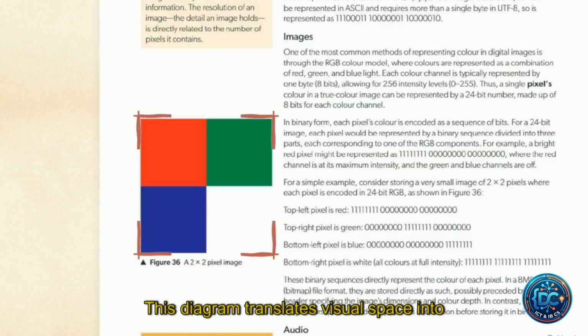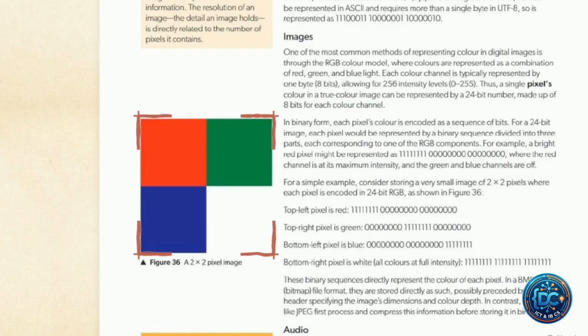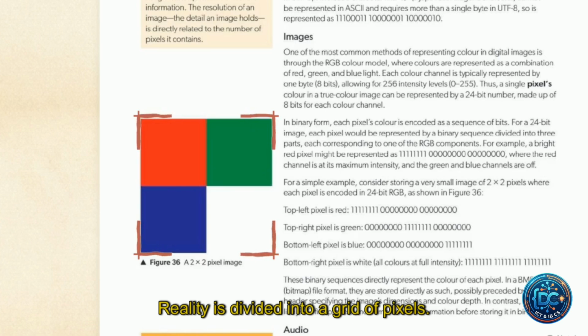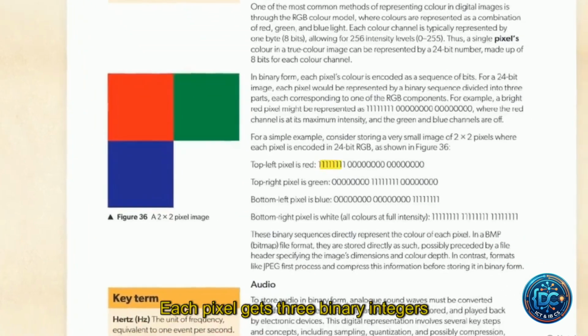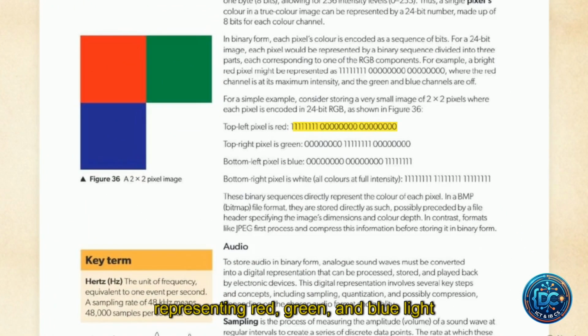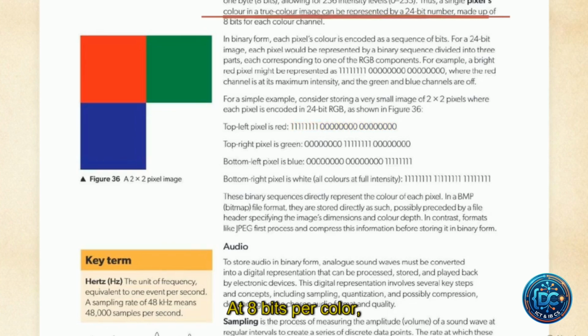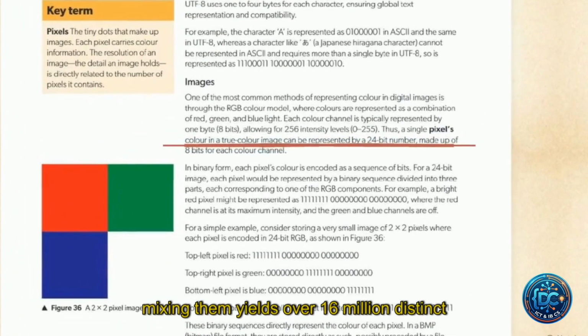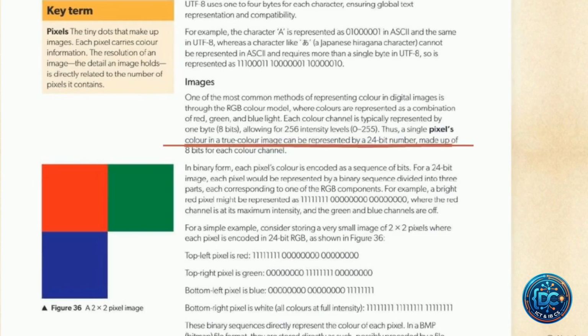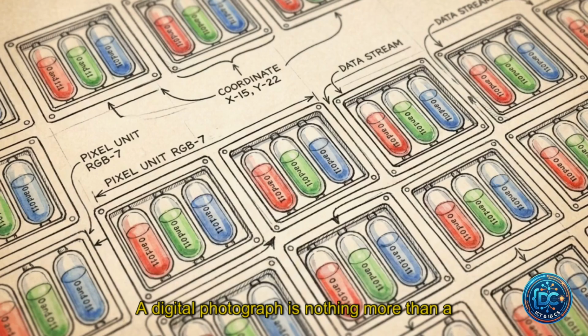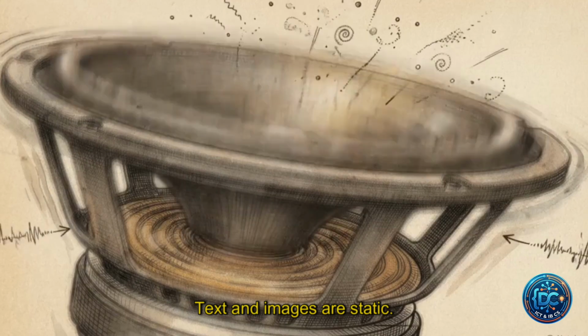This diagram translates visual space into mathematics. Reality is divided into a grid of pixels. Each pixel gets 3 binary integers representing red, green, and blue light intensity. At 8 bits per color, mixing them yields over 16 million distinct colors. A digital photograph is nothing more than a massive sequential list of these color-coded integers, plotted precisely onto a fixed coordinate grid. Text and images are static.